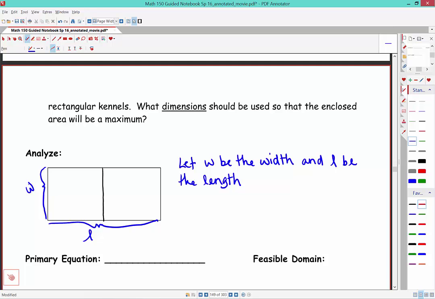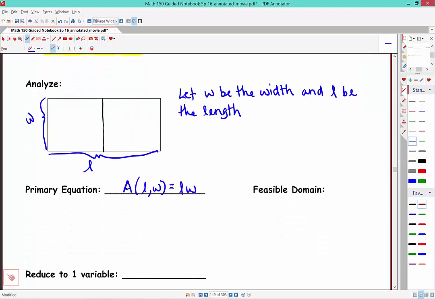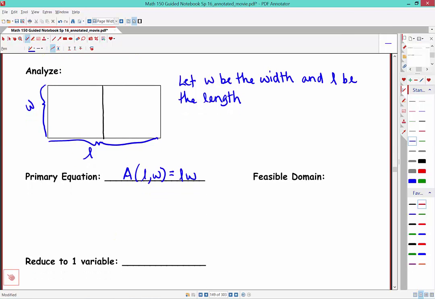Now, what is our primary equation? Good. You go to the word maximum, and we want to maximize the enclosed area. Writing down, why don't we call it A for area? And area in terms of length and width is equal to, beautiful, length times width. It's a rectangle. Good so far? Now, the feasible domain.